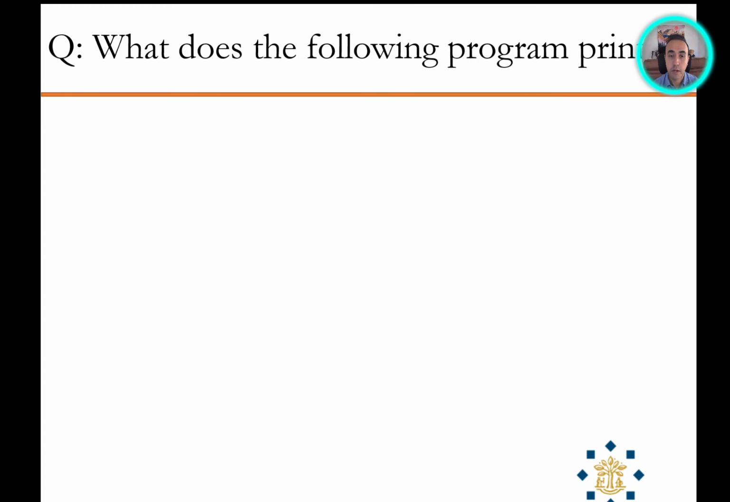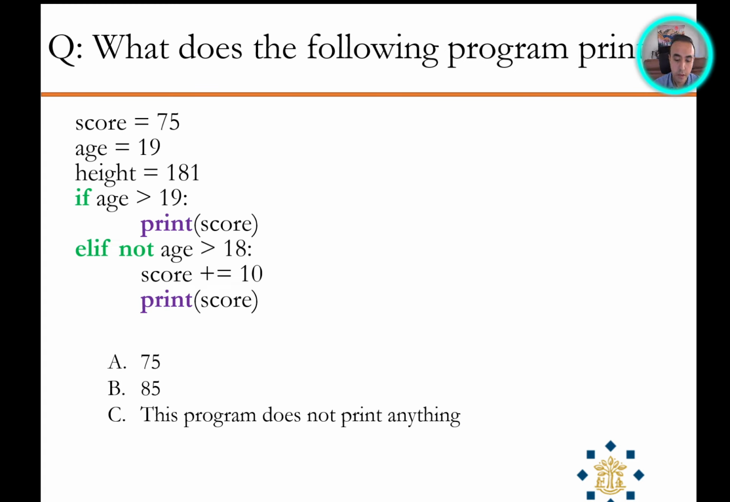Okay. All right, let's do a review and then we are going to call the day. What does the following program print? If age is greater than 18, oops, age is 19, so this is false. So we go to else if, where we have not 19 greater than 18, not true, that makes it false. This is also false, so again we skip. We don't print anything.